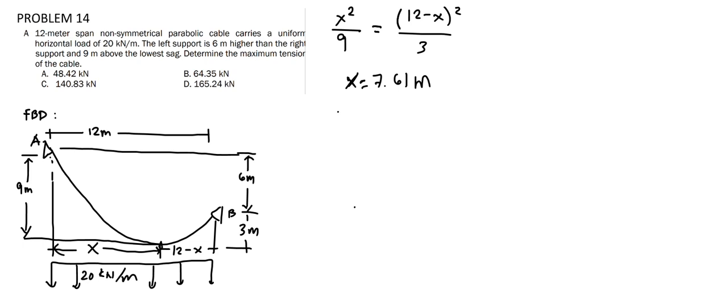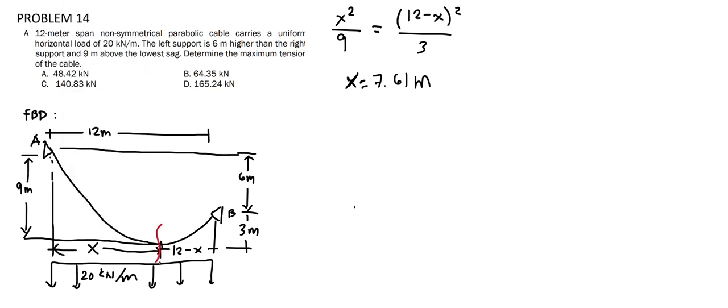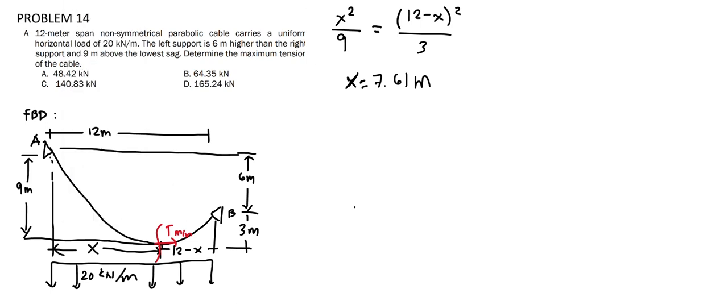Okay, now that we have the horizontal distance of x, we're going to solve for the maximum tension. So first, we cut the wires at the lowest side to expose the horizontal force, that is our minimum tension of the cable. And to solve for T minimum, we consider the left side of the cable and take moments at the support at A. And support at A has both components AX and AY.